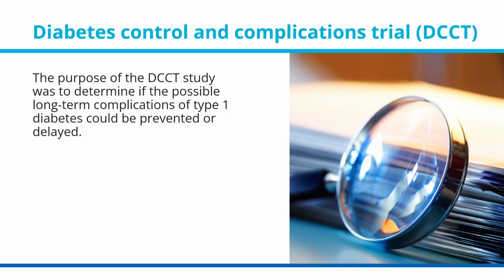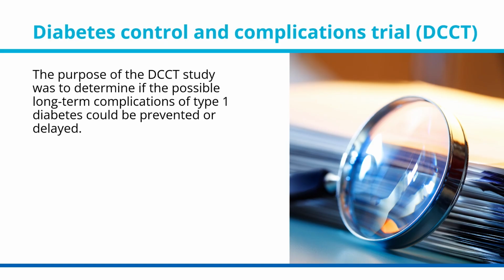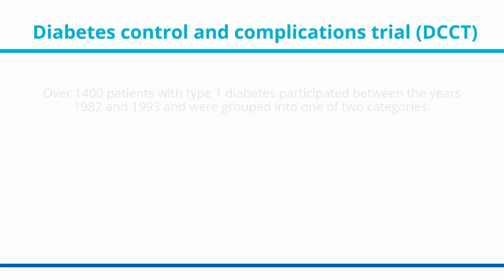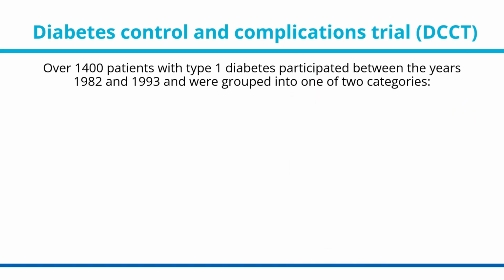The purpose of the DCCT study was to determine if the possible long-term complications of type 1 diabetes could be prevented or delayed. Over 1,400 patients with type 1 diabetes participated between the years 1982 and 1993 and were grouped into one of two categories: the conventional group and the intensive group.